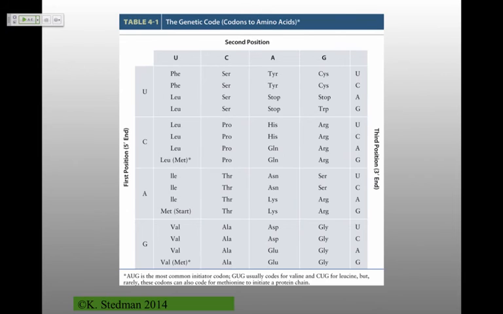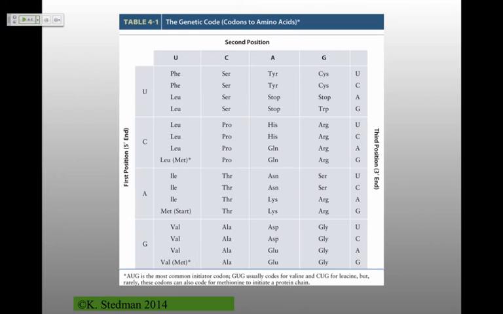So either being next to the Shine-Dalgarno sequence in bacterial messenger RNAs or the consensus sequence for eukaryotic messenger RNA starts. The other thing that I wanted to emphasize here is that the genetic code is degenerate. And by saying degenerate, you can also think about it, we talked a little bit about redundancy when we talked about this in class.